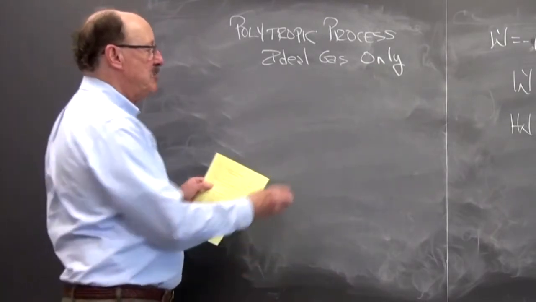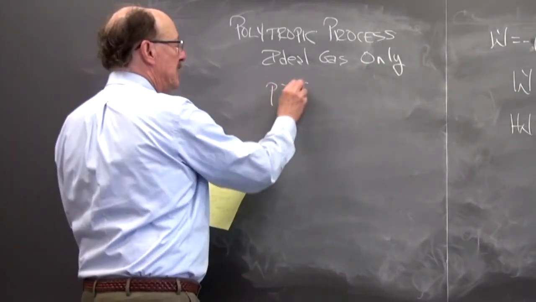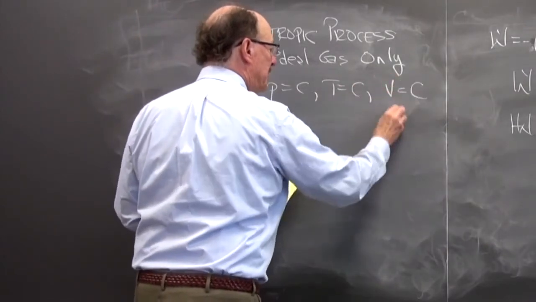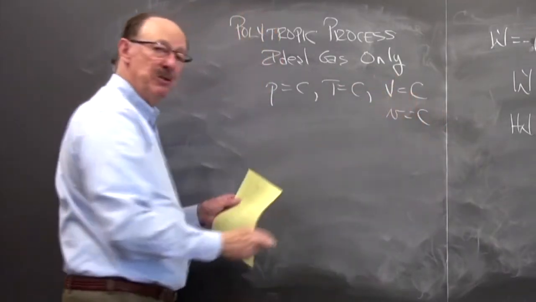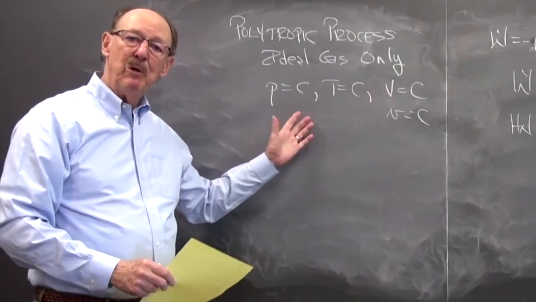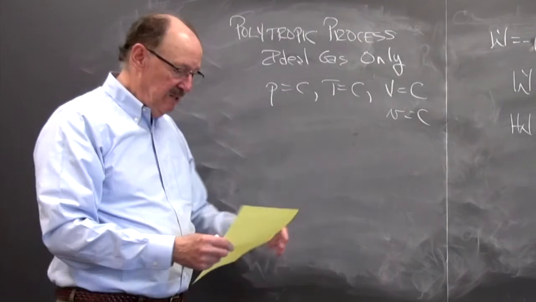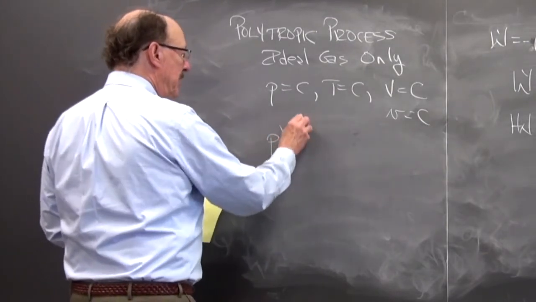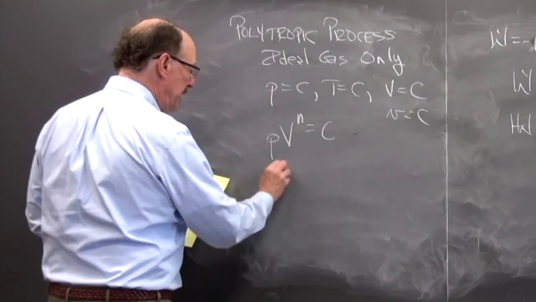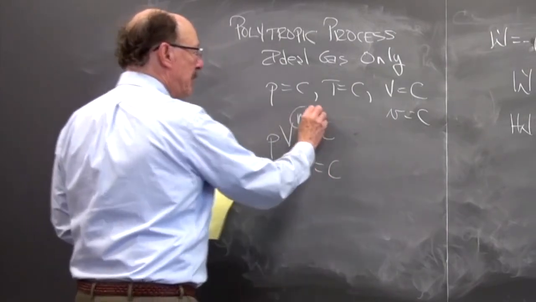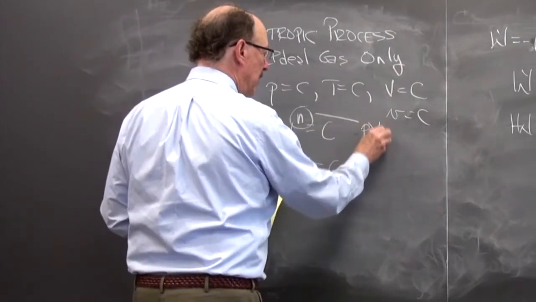And what we've had so far, we had P equals C, T equals C, and V equals C, or specific volume is equal to a constant. So these are the three processes that we've had so far, but what we'd like is something more general. So a more general one is PV to the n is a constant, or P times specific volume to the n is a constant, where n is the polytropic exponent.